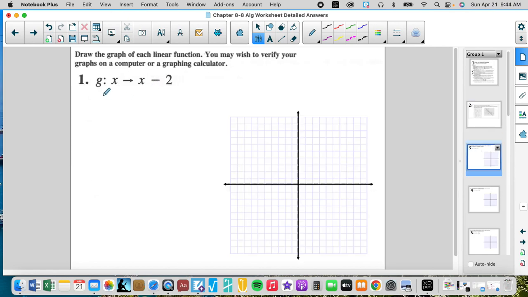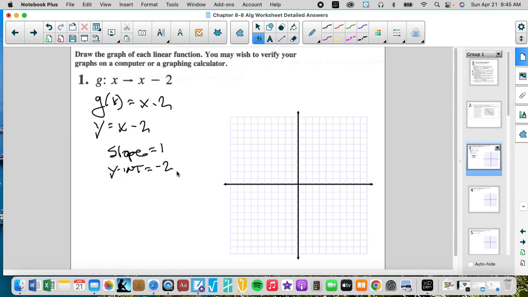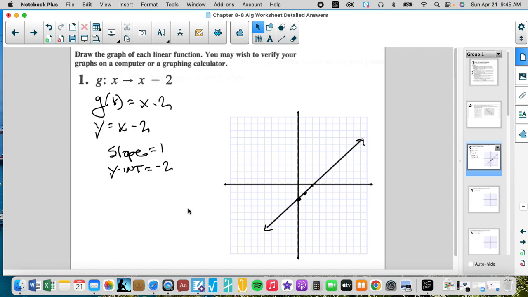So we know that this is written g of x equals x minus 2, or we can write the equation y equals x minus 2 with a slope of 1 and a y-intercept of -2. So we'll go down 2, make a dot, use a slope of 1 over 1. We'll make a couple dots. We will connect those dots, and we will put arrows in order to indicate that those solutions go on forever. There are an infinite number of solutions, and that's our graph for the line.